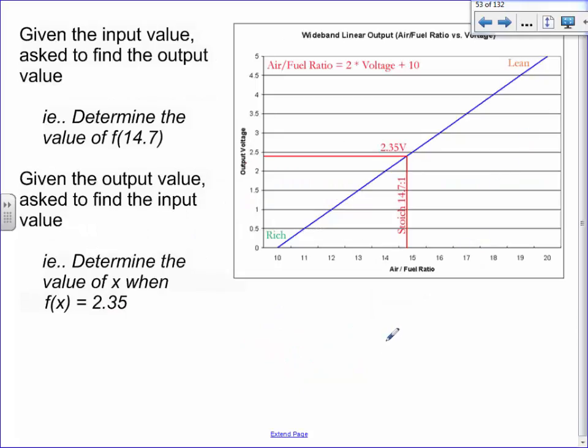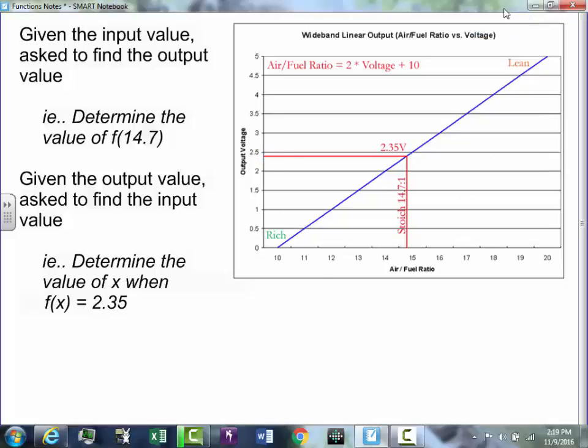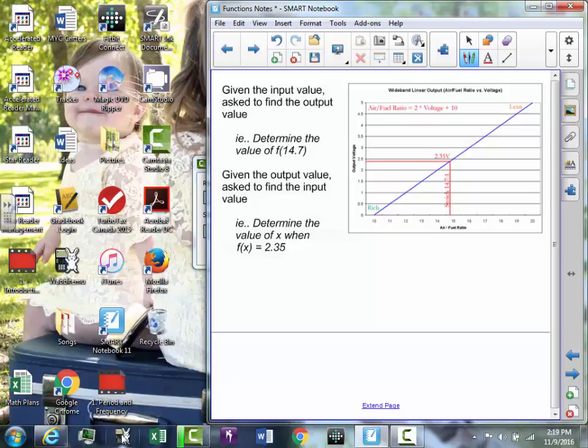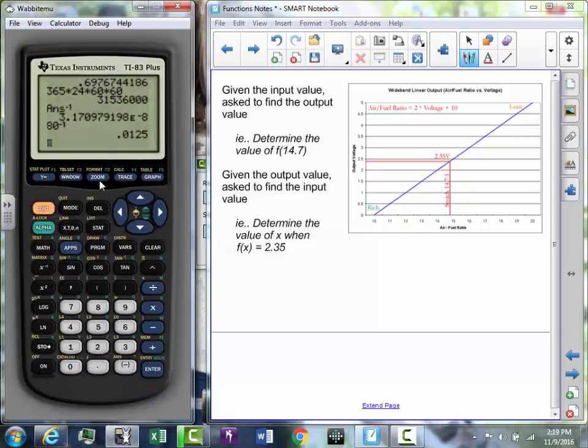So, before I get too far though, I just want to recap the idea of input versus output. If I give you f(14.7), what that means is take your graphing calculator and find when x is 14.7. Go right here to 14.7 on the graph and find what the y value is. Honestly, it's one of the easiest things to do, right? You just take your equation, whatever equation you have, and find the value when x is 14.7.